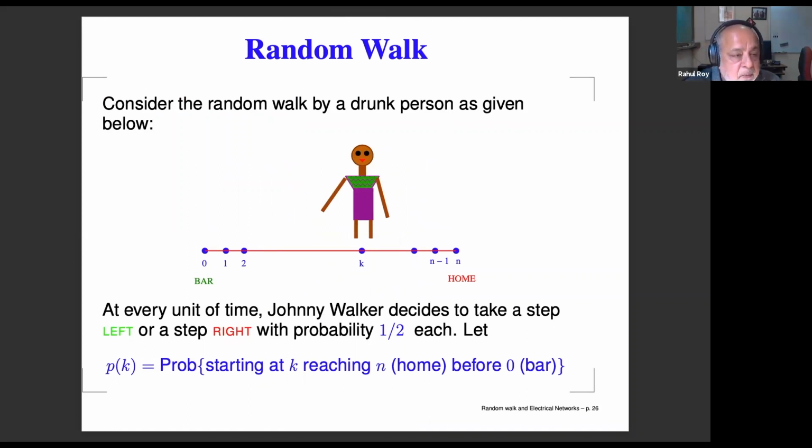I'll be talking about random walk, and I'll connect it with the electrical network. Okay, thank you now.